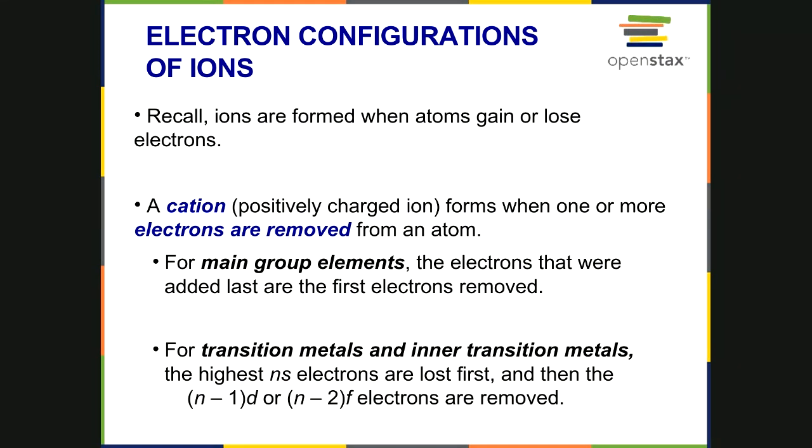So normally for main group elements, the electrons that are removed are really the last electrons that were added. For transition metals and inner transition metals, there's a little bit of a difference. We start by taking off the highest s electrons, but then when ions are formed, we start removing electrons from either the d or f orbitals. Sometimes a varying amount of electrons can be lost from these d or f orbitals before they're stable.